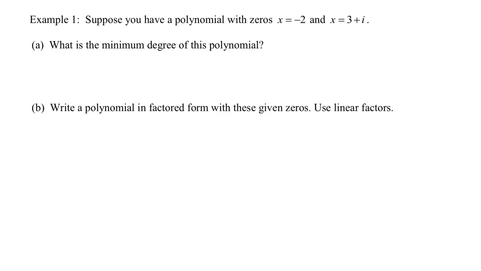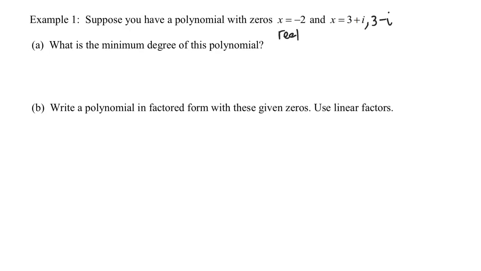Okay, in example 1, I say that suppose you have a polynomial with zeros x is equal to -2, so notice that that is a real zero, and x equals 3 plus i, which is an imaginary zero. Therefore, what do I know? That it must also have its conjugate pair as a zero as well, and so that conjugate pair would be 3 minus i. So this polynomial has at least 3 zeros.